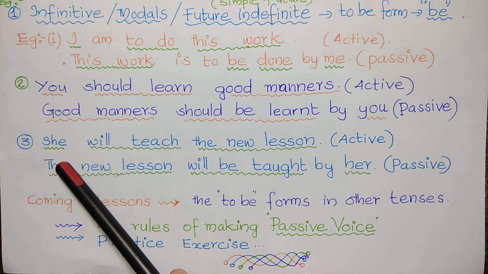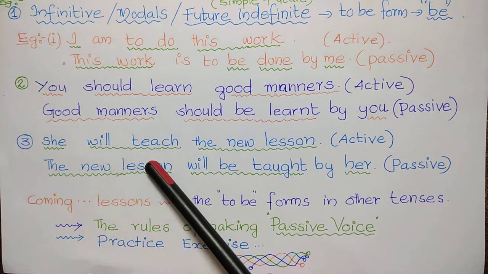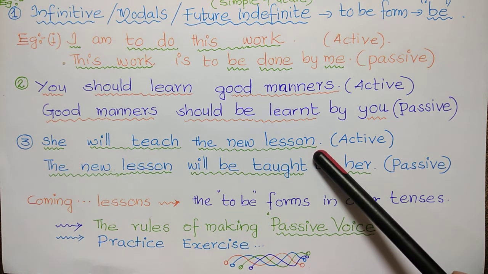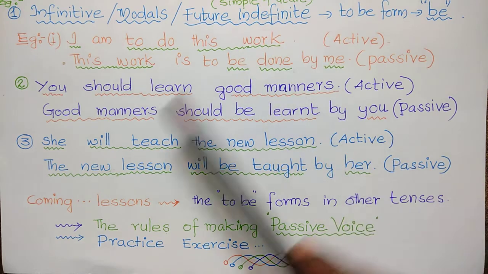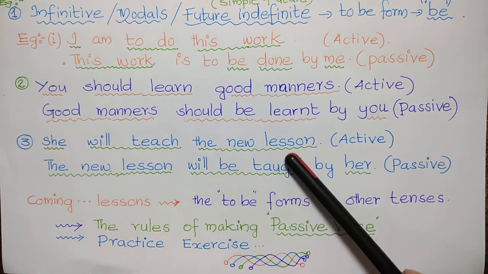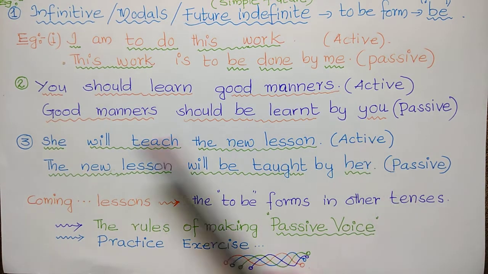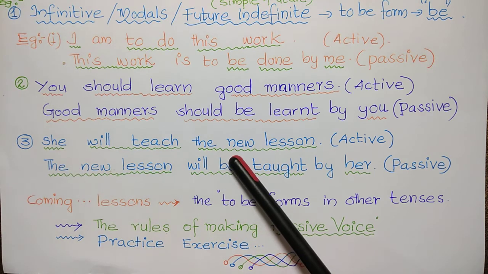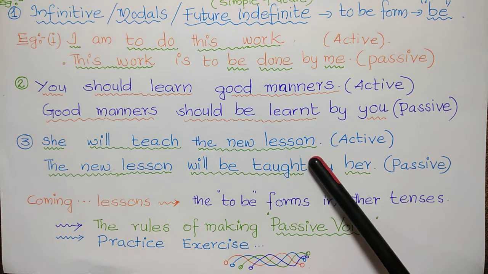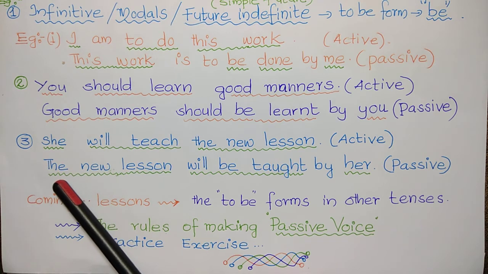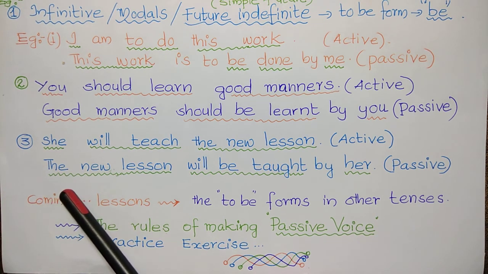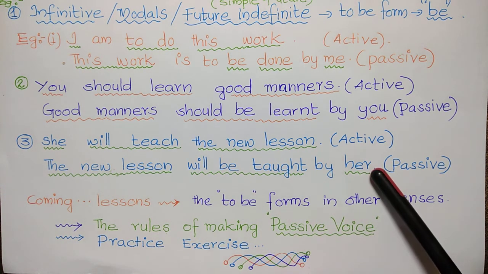Next is, she will teach the new lesson. This is future indefinite or simple future. She will teach the new lesson. It is in active form because she is the subject and the new lesson the object. When we convert it to the passive voice, the new lesson will be taught by her.